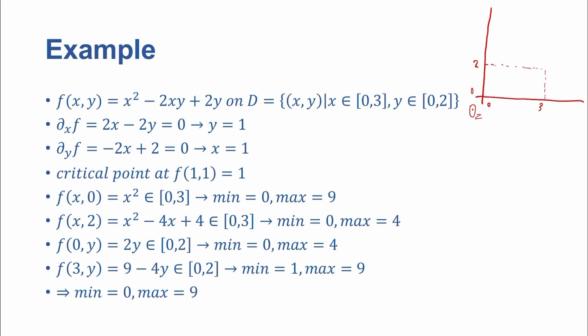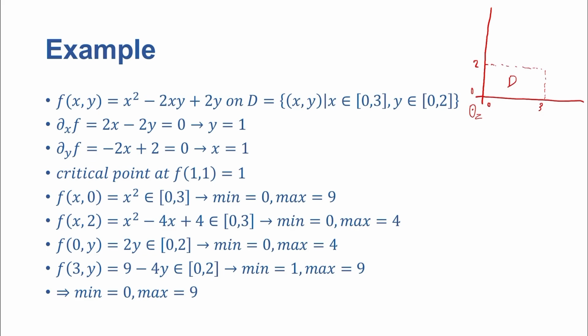So the function lies above this domain, D. Okay, so what we do first is we find our partial derivatives, and we set them equal to 0. If I take the partial derivative with respect to x of the function, I get 2x minus 2y equals 0. Then if I do the same for y, I get negative 2x plus 2 equals 0.